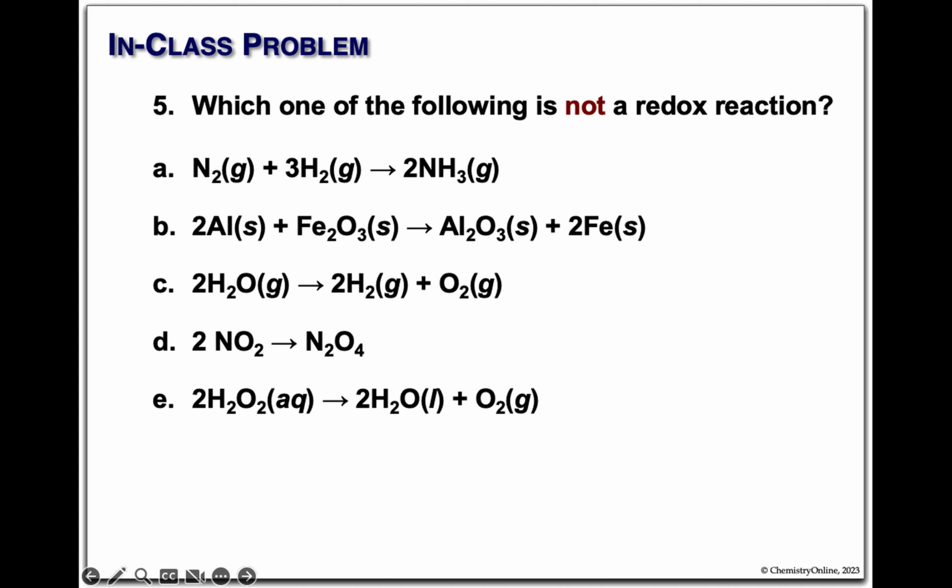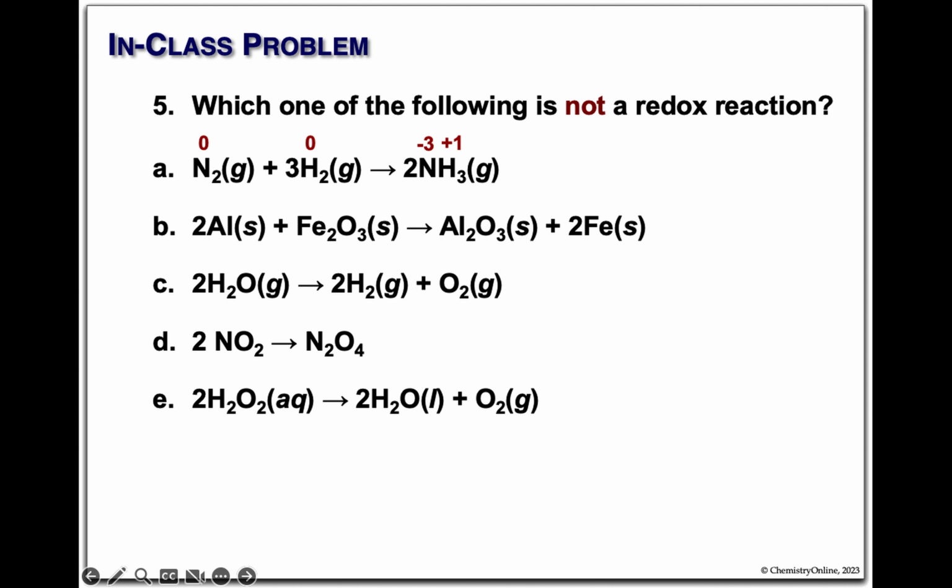Nitrogen, hydrogen, they're both elements. By definition, they're both 0. Here we have hydrogen. This is bonded to a nonmetal. That makes it +1. We have 3 of them, so that's 3 positives. To be neutral, this nitrogen must be -3. All right. So, yes, oxidation numbers have changed. 0 to -3, 0 to +1. This is a redox reaction, and we're looking for the one that is not.